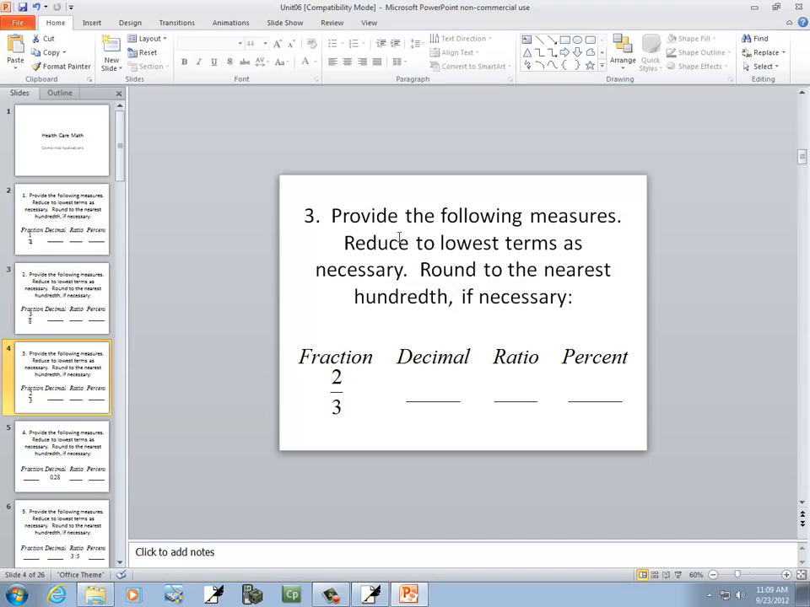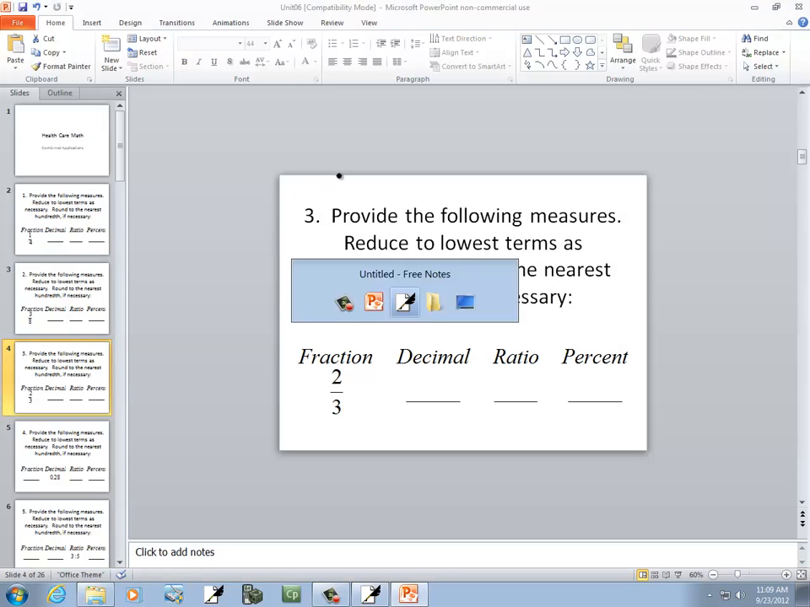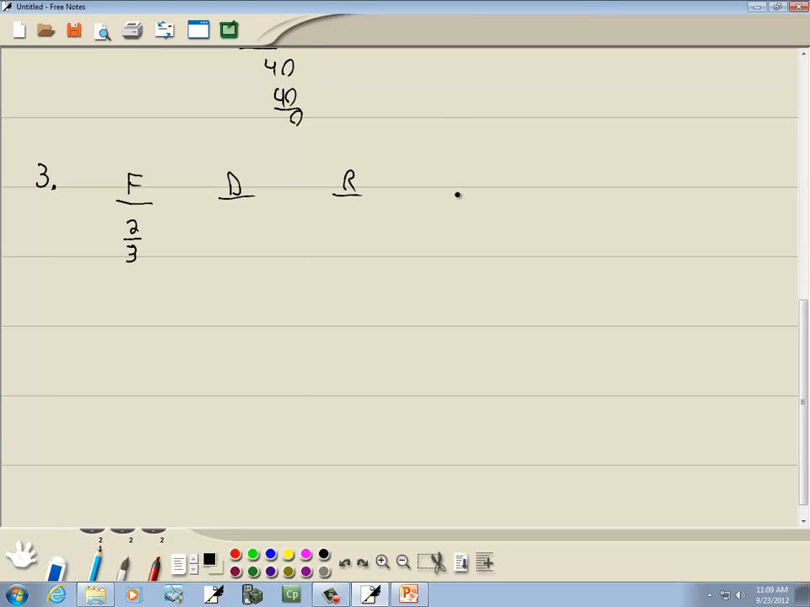Let's look at our next one. Got 2/3. Got our fraction. Got our decimal. Got our ratio. Then we got a percent. And this would be 2 to 3. Now for our decimal.